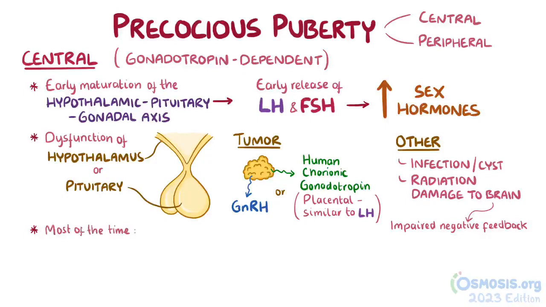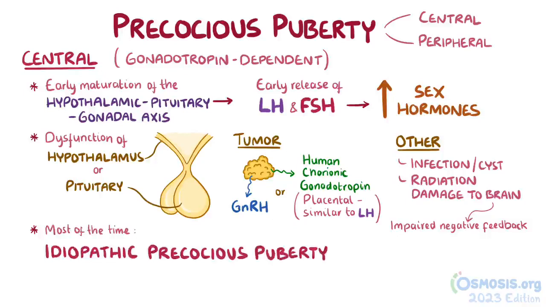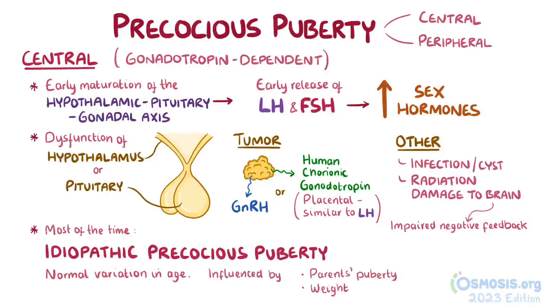But most of the time, there's no identifiable pathology, and it's simply called idiopathic precocious puberty. Idiopathic precocious puberty is considered a normal variation in the age at which puberty begins, and is influenced by factors like when a parent began puberty as well as an individual's weight.